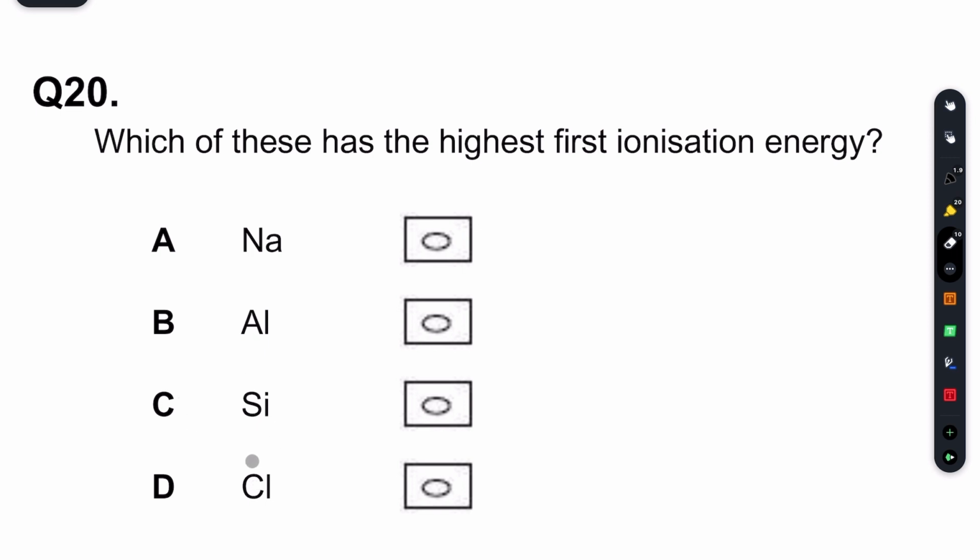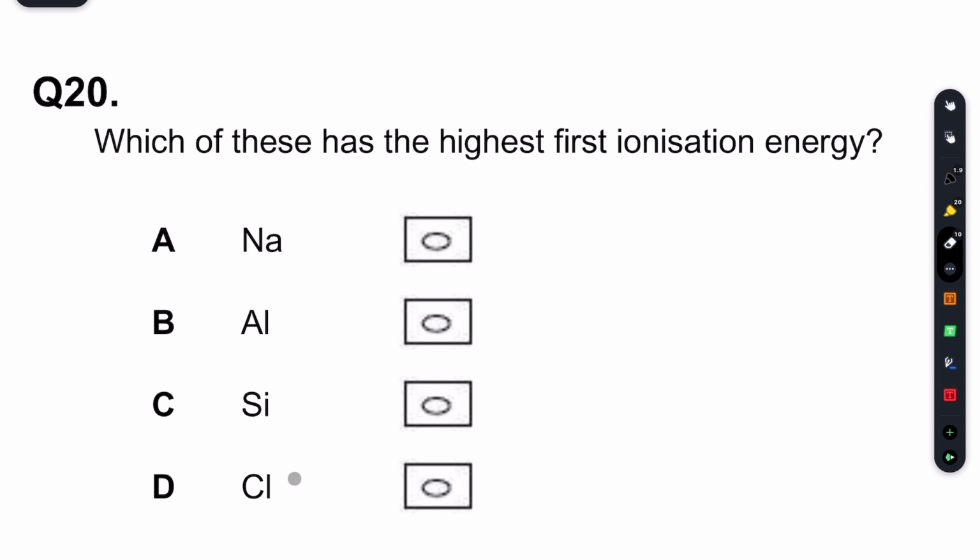So the element here which is closest to the right of period 3 is chlorine, and sodium is actually the first element in period 3. So sodium will have the fewest number of protons in its nucleus, and it will therefore have the weakest electrostatic forces of attraction between its nucleus and the outer electrons. So this will have the lowest first ionization energy because less energy is required to overcome weaker electrostatic forces.